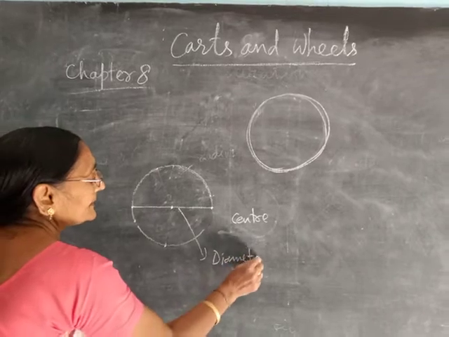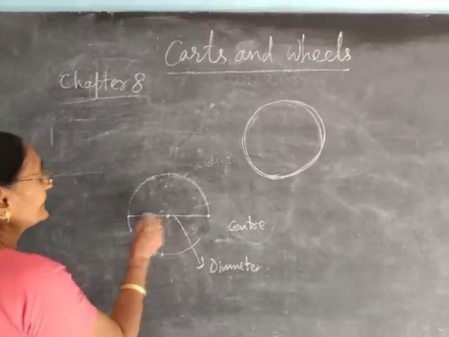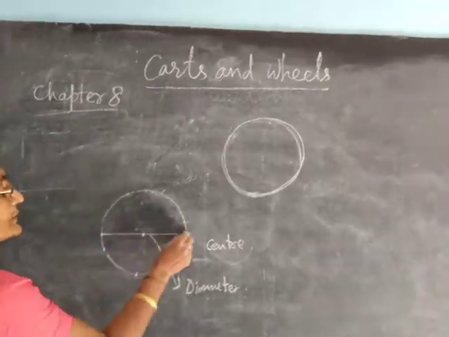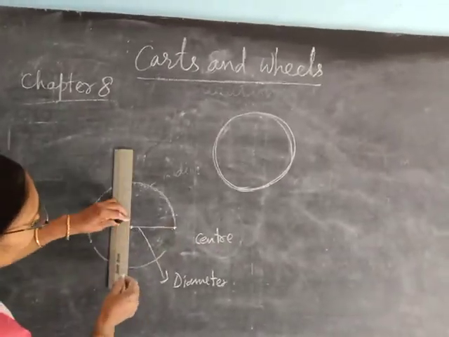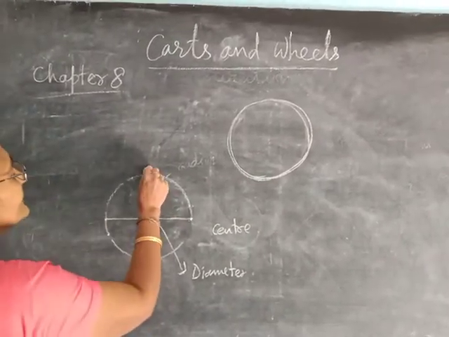What is this line called? This line is called the diameter. This line passes through the center. These 2 points are there. In this way, here also you can draw, no problem. It is also a diameter.